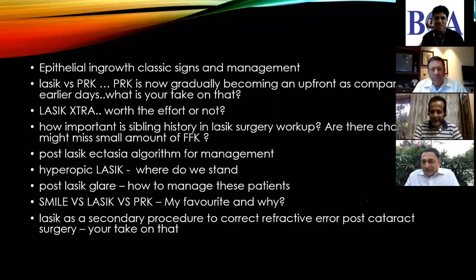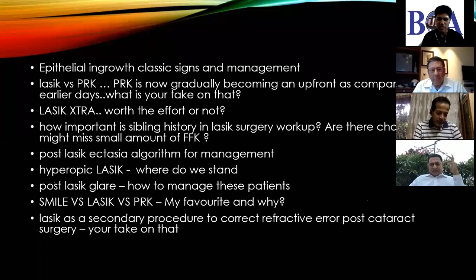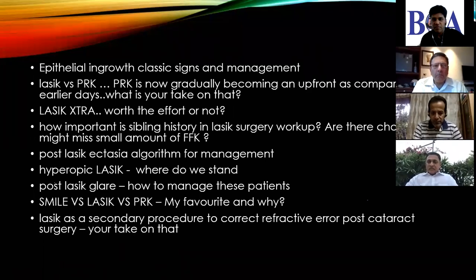Correct. So the next question, how important is the sibling history in LASIK workup? And are there chances that we might miss a small amount of forme fruste keratoconus, FFK? So basically, we all go on the topography. What this question implies is that we should include in the history, is there any family history of corneal disease, especially ectatic or allergic eye disease? It's a good point, and it should be included in the history. I think let's go to the next one.